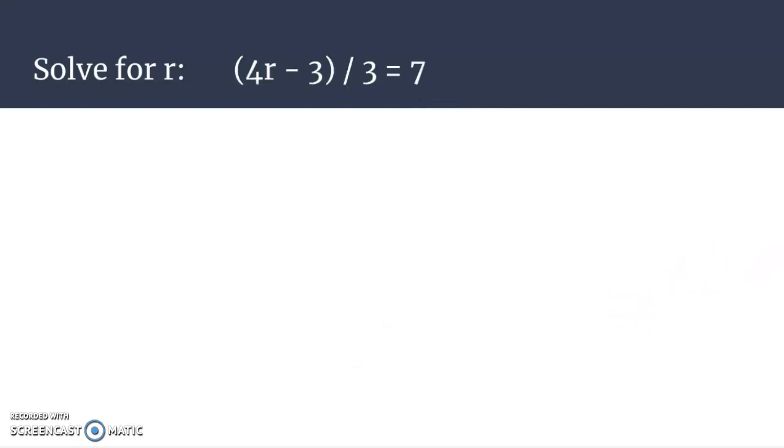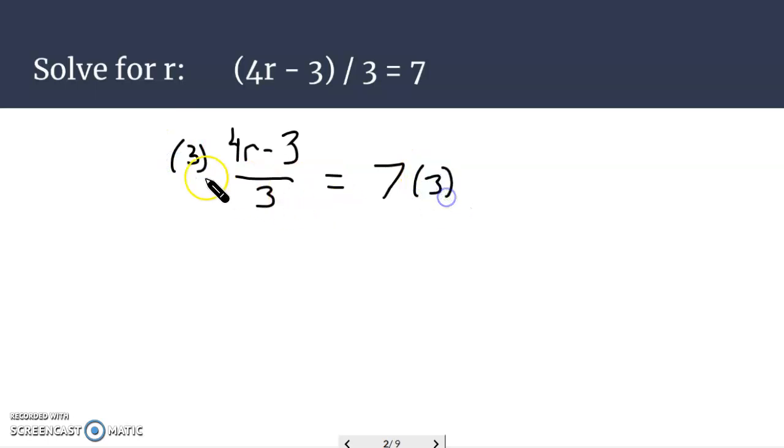All right, let's look at another example here. Let me write it so we can see. This is a rational equation, one that is written with a fraction involved. Several things are happening to r. We're minus 3, we're times 4, and we're dividing by 3. First thing I'm going to do is multiply both sides by 3. And what that does is eliminate the 3 in the denominator, leaving us just with 4r minus 3. 7 times 3 on the right, 21.